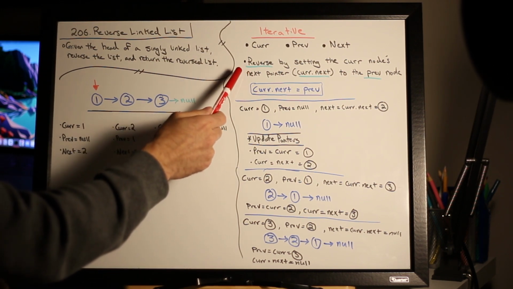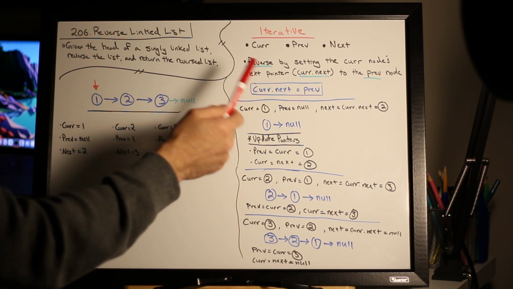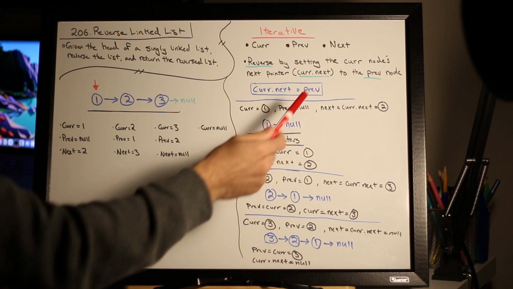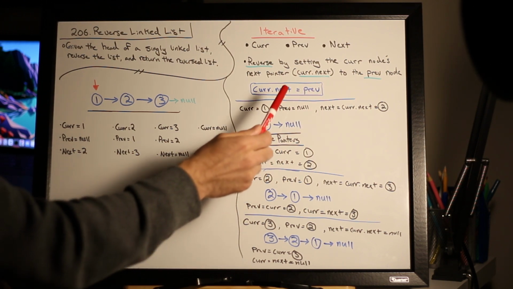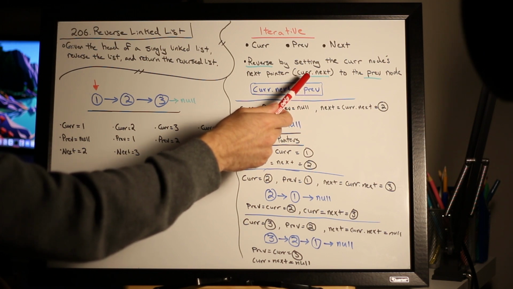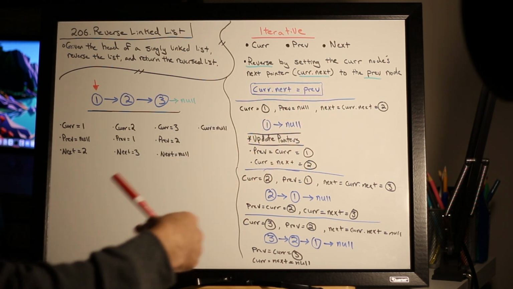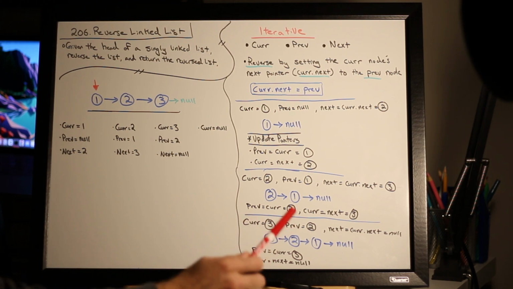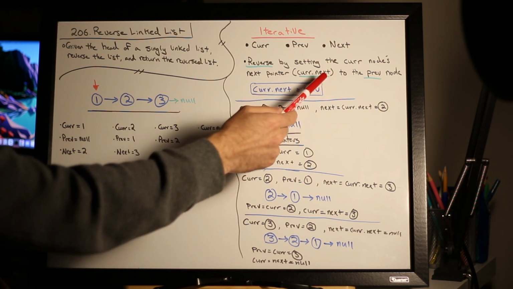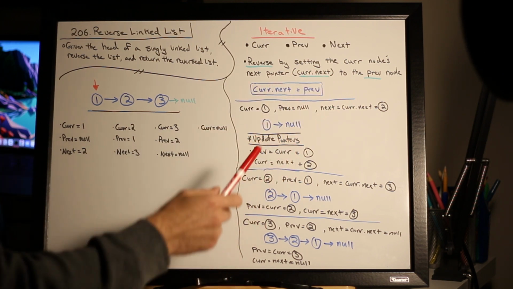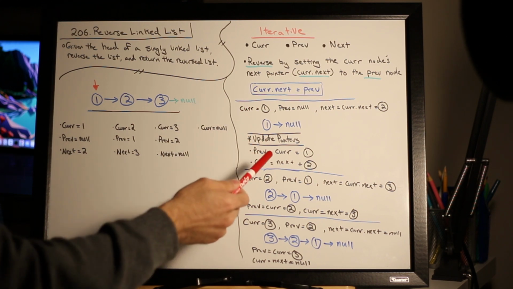Our reversal strategy is going to be by setting the current node's next pointer, so that's current.next, to the previous node. Each list node has an intrinsic attribute .next, which represents the next node after it. That's just provided by us as part of the list node definition. So this reversal is just current.next is going to be equal to previous. I'm going to demonstrate this process below.